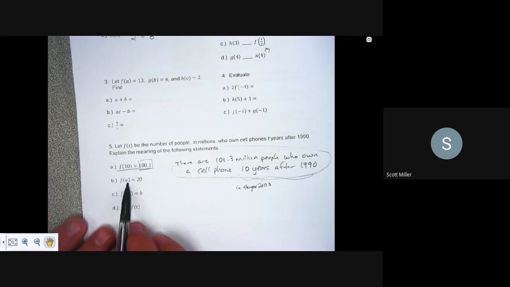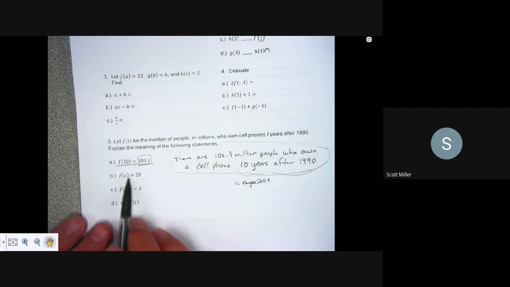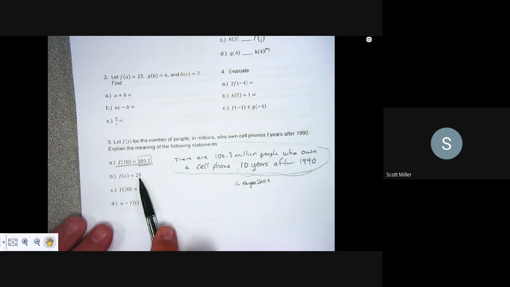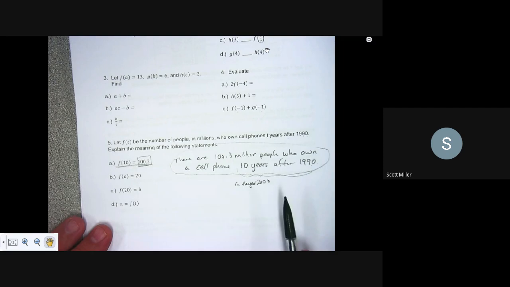So what would this one say? Well, don't overthink it. That means 20 million people, correct? This means the number of years after 1990. So once I have this one, it's easy to write the rest of them because this just says what? There are 20 million people who own a cell phone 8 years after 1990. Well, what does this one say? There are 3 million people who own a cell phone 20 years after 1990. See how it's just the same words, right?